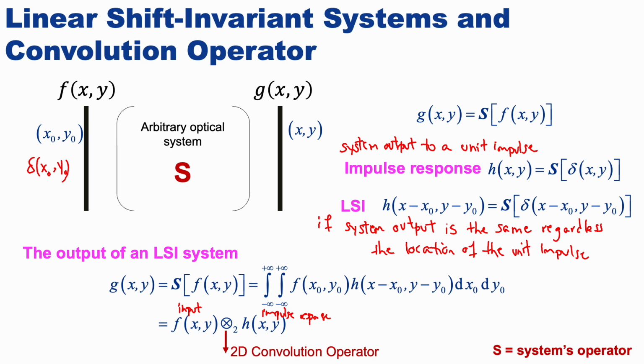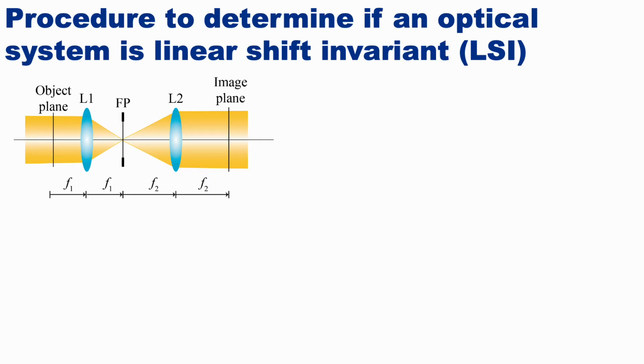But if it is, it simplifies a lot because we treat this optical system as any system that we have previously learned about. We use the same trick. So how are we going to know if a system is linear shift invariant?